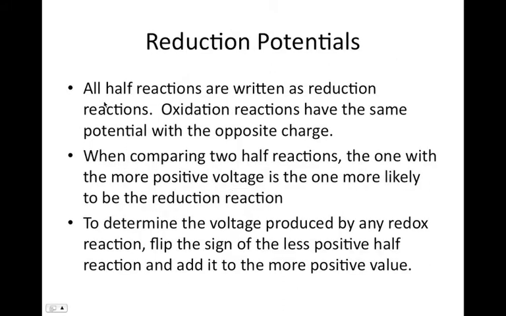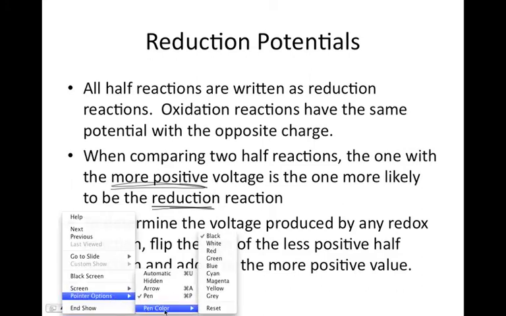So, all of our half reactions on that list that the AP test people give us are written as reduction reactions. It was just to simplify it. Because if you have an oxidation reaction, the value of the potential is going to be the same numerical value, but the opposite sign. And when you're looking at two half reactions and trying to figure out which one is going to be your reduction and which one your oxidation, the one that's more positive is going to be the reduction. The one that's more negative is going to be your oxidation.